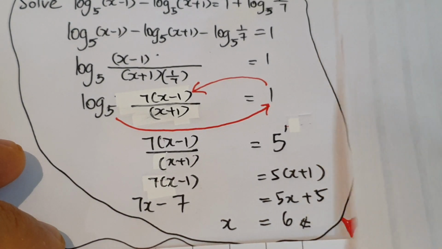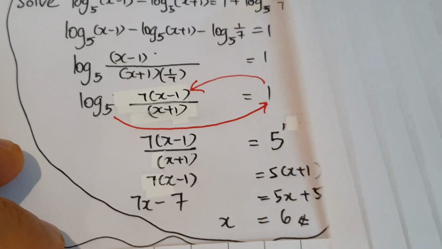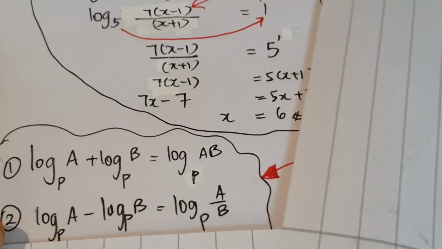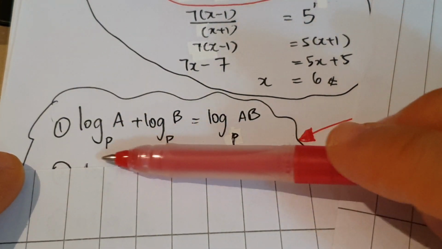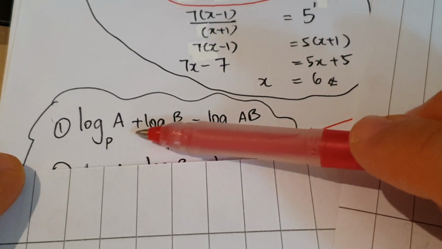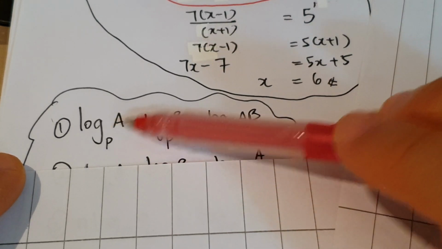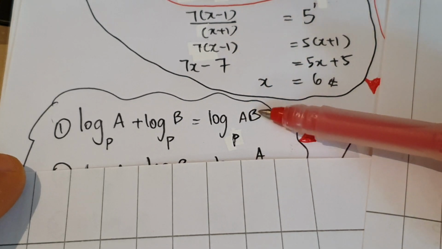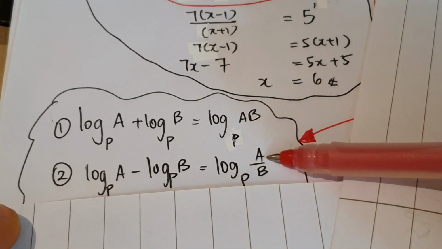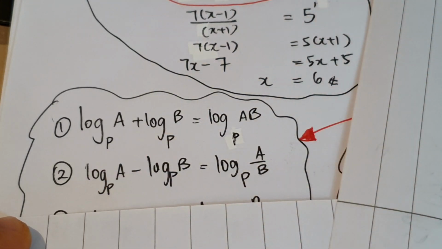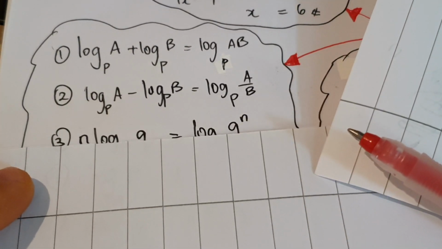Okay, now I'm going to go through the logarithm laws. When you have two bases the same, then you have a plus here. It means this argument times this argument, a times b. When you have a negative, it means a over b. Of course the base must be the same first before you can do that.